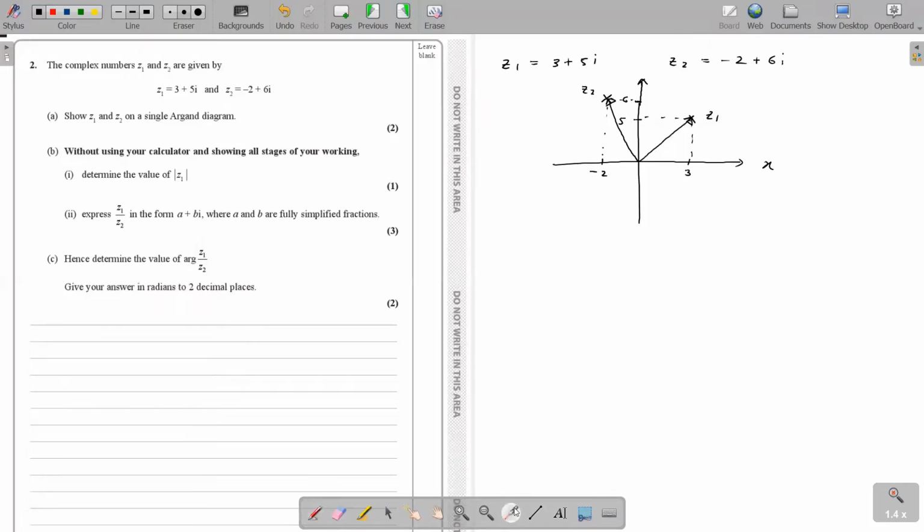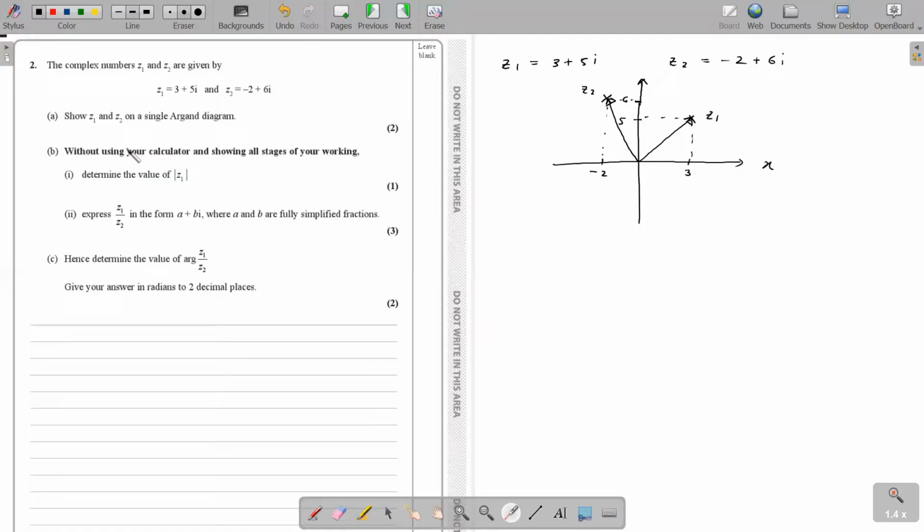And then they say part B, without using your calculator. So very clearly you can see that they have written in bold, without using your calculator and showing all stages of your working, determine the value of modulus Z1. Now remember, when they say without using your calculator, how do they determine that you didn't use the calculator? They determine it from the amount of steps that you write.